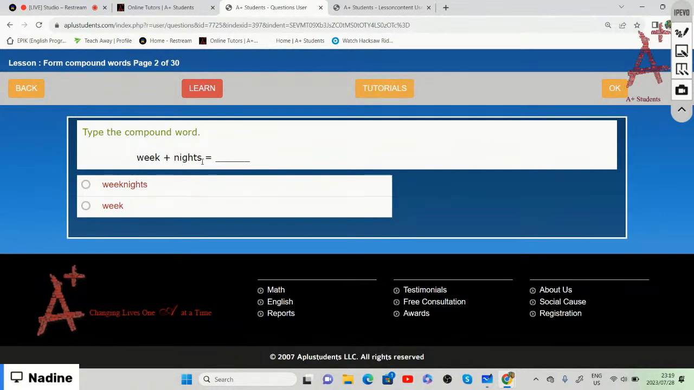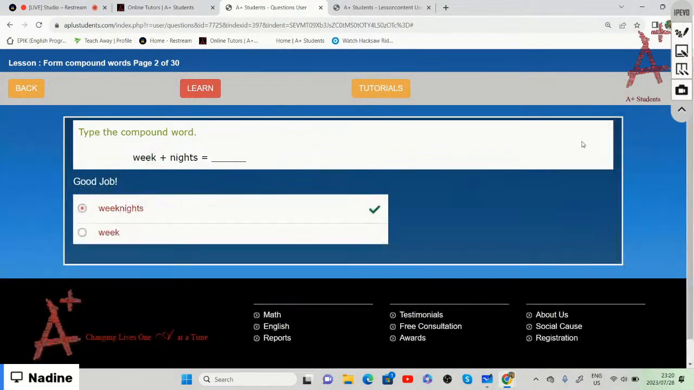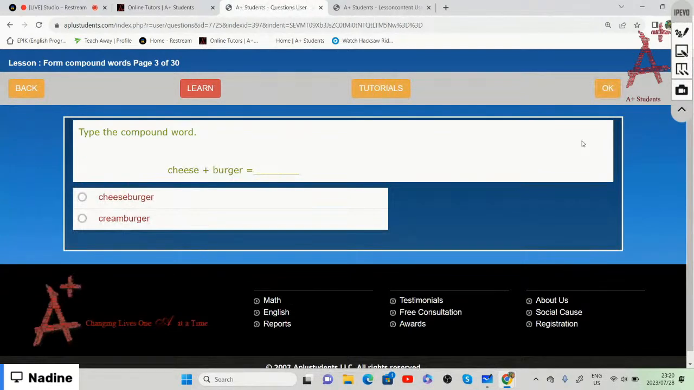Week plus nights. Is it weeknights or is it week? Week plus night. It is two small words, and those two small words are being added to one another. So week plus nights, and now we are combining it in order to make a compound word. So week plus nights, yes, it equals weeknights. So it becomes one word, weeknights. So if you have weeknights, then well done.